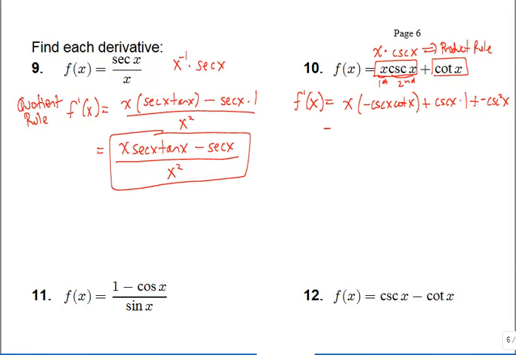So let's distribute and clean up a little bit if we can. Can't really do much with this first product right here, except I'm going to take that negative and pull it out front of my x. So this becomes minus x cosecant x cotangent x, and then cosecant times 1 is just going to stay cosecant, and then I have a minus cosecant squared x. If you really wanted to, you could factor out a cosecant, but again, none of these are like terms, nothing's going to cancel out, so that's just an option if you really wanted to.